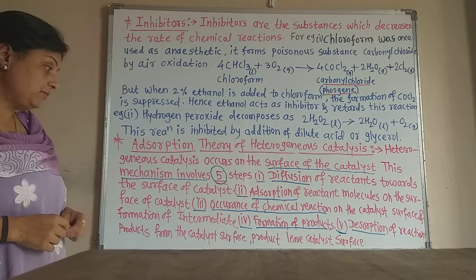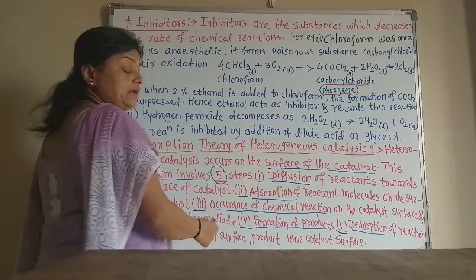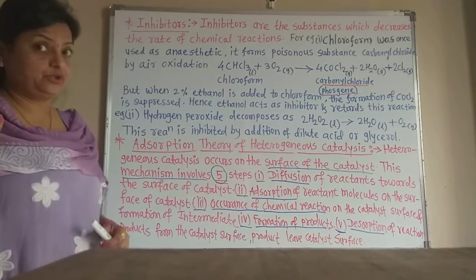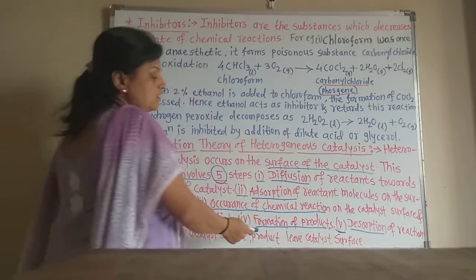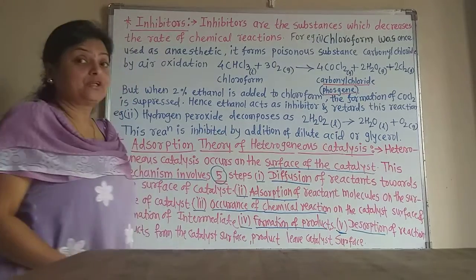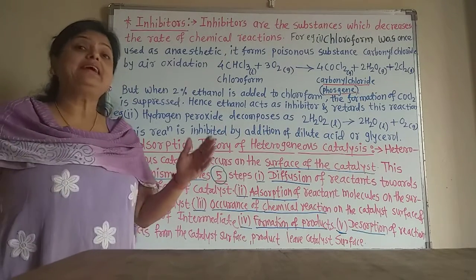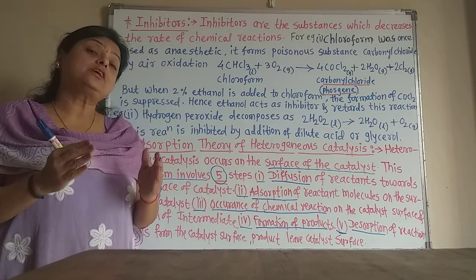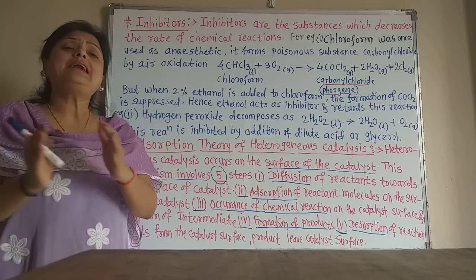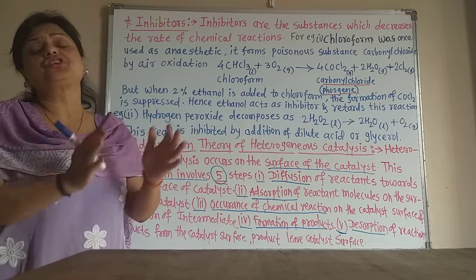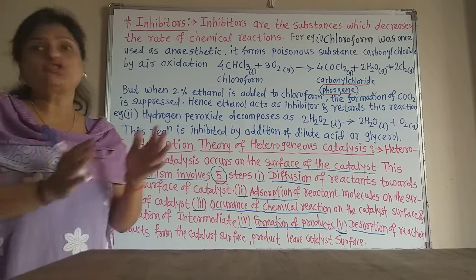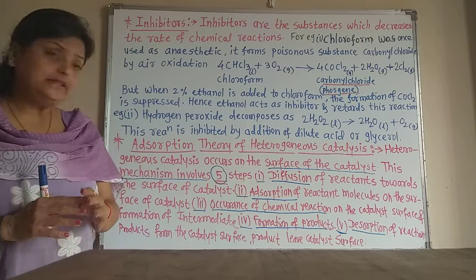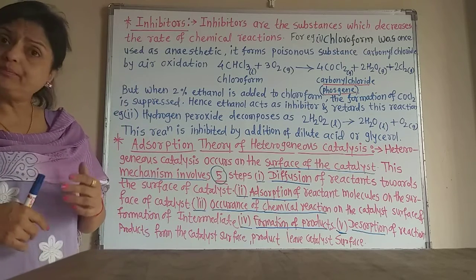Now in the next step, what happens? The intermediate gives products. So the next step is the formation of products. The intermediate decomposes and there is the formation of product, and the surface of the catalyst becomes free again. Now in the next step, the fifth step, what happens?